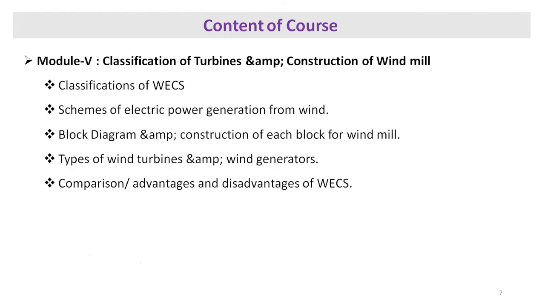Module 5, classification of turbines and construction of windmill. Classification of WECS, that is wind energy conversion system. Schemes of electric power generation from wind, block diagram and construction of each block for windmill, types of wind turbines and wind generators, and finally comparison or advantages and disadvantages of WECS.